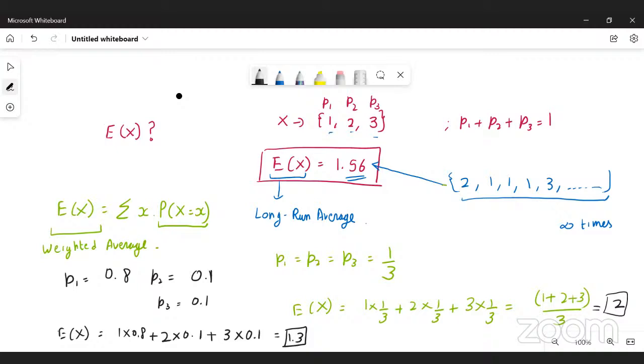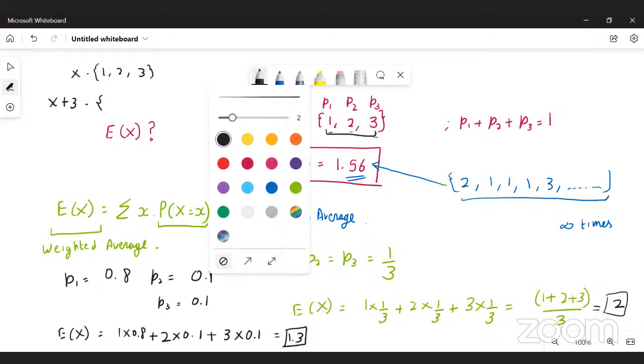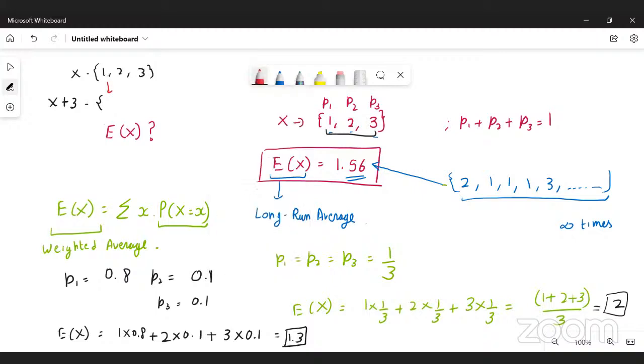Okay, now suppose I have a constant, right? Suppose in this example only, let's say my x can take values 1, 2, and 3, right? And now I modify my random variable as x plus 3. So the possible values for x plus 3 would be: if x is 1, what would be the value of x plus 3? 4. For 2, it would be 5. These are the 3 values it can take, right?